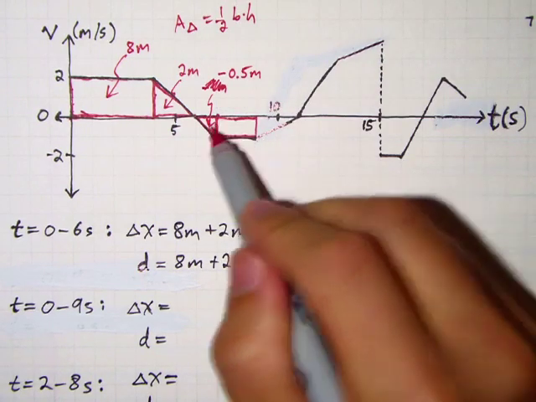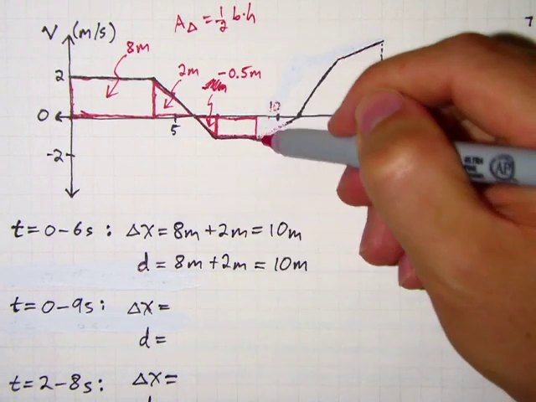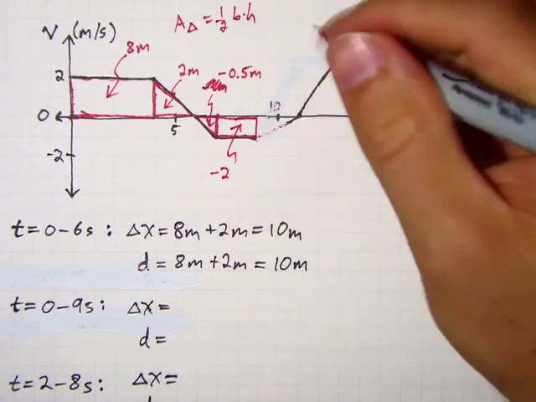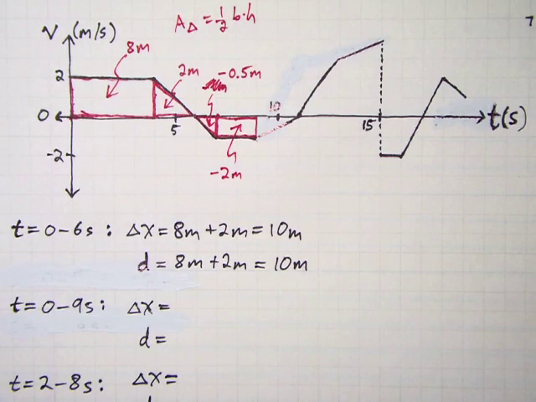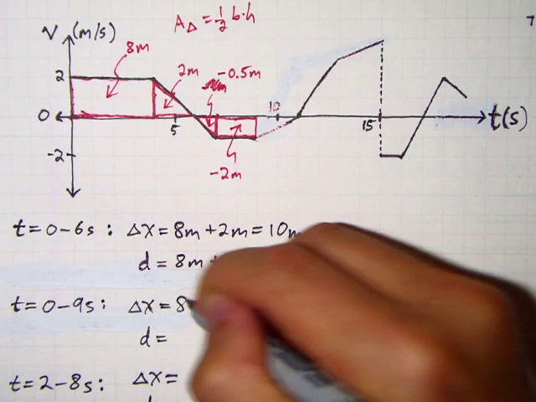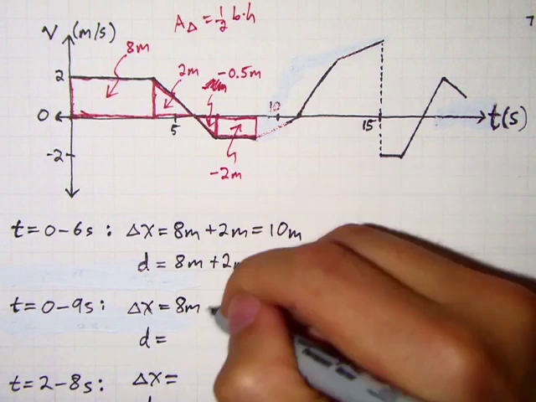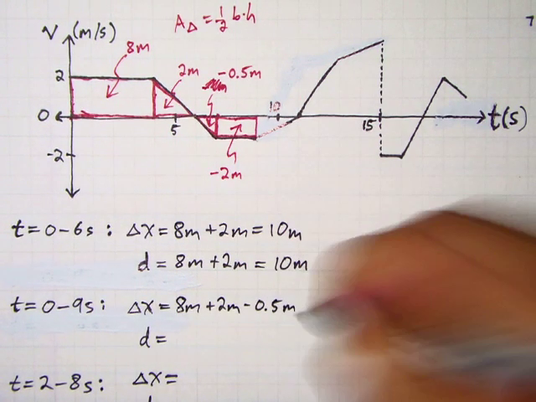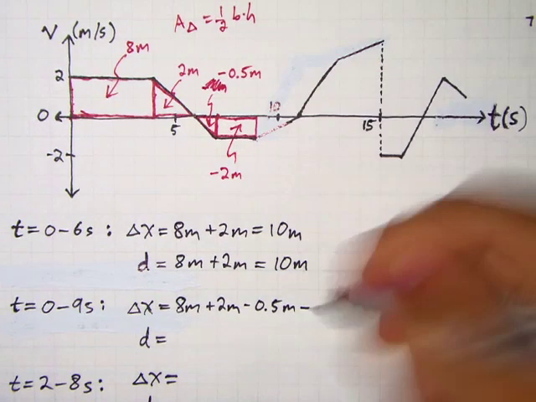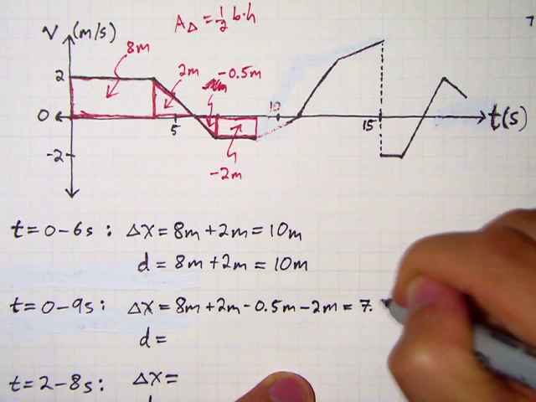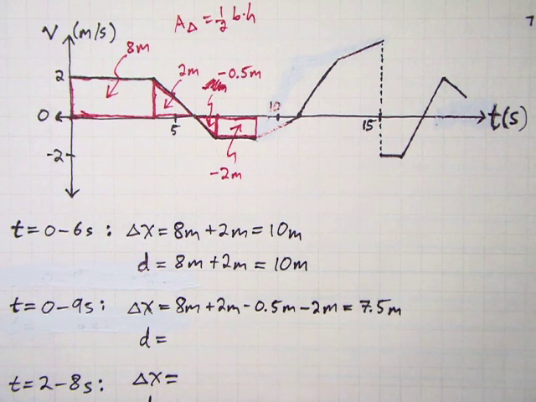This rectangle, that's 2 seconds times 1 meter per second. So that's an area of -2 meters. Okay, so let's add them all up. Our displacement from 0 to 9 seconds: 8 meters plus those 2 meters, minus 1/2 meter, went backwards 1/2 meter, then went backwards 2 meters. So our total displacement was 7.5 meters in the positive direction.